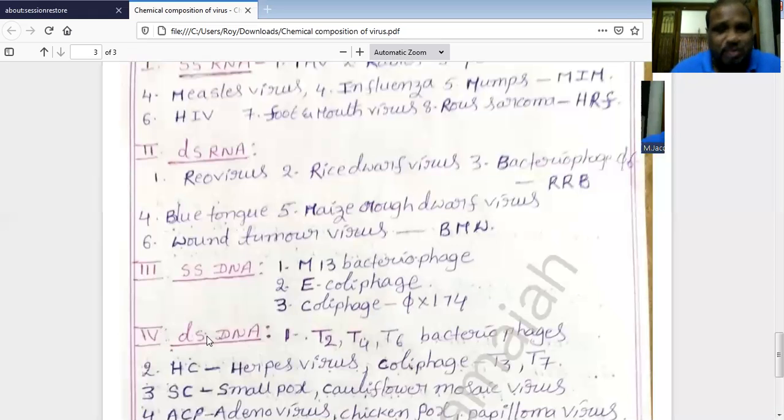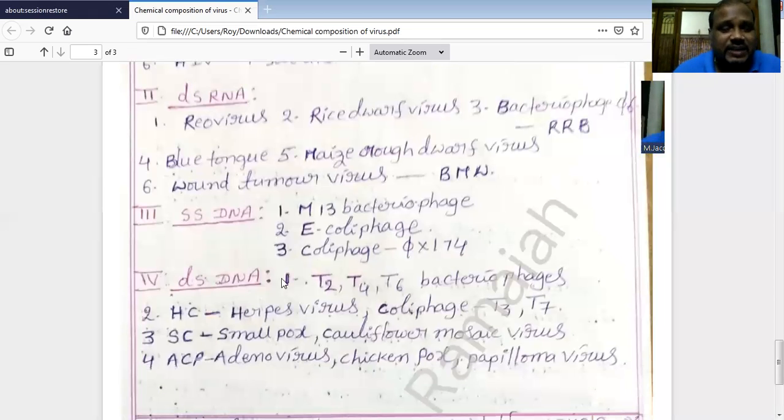Now, double-stranded DNA. In T2, T4, and T6 bacteriophages, herpes virus, coliphage T3 and T7, smallpox virus, cauliflower mosaic virus, adenovirus, chickenpox virus, and papilloma virus, double-stranded DNA acts as genetic material.